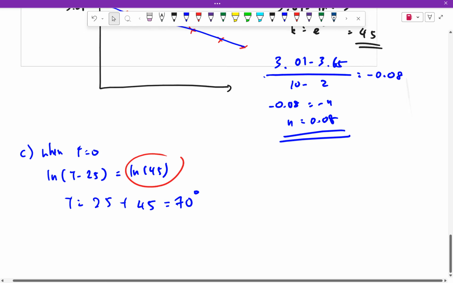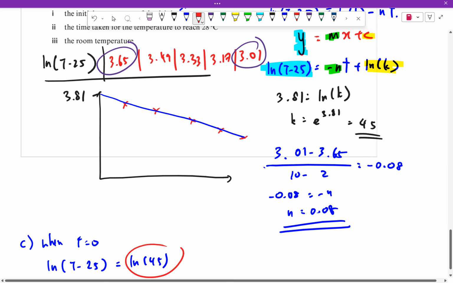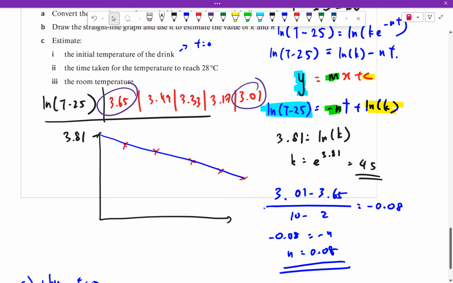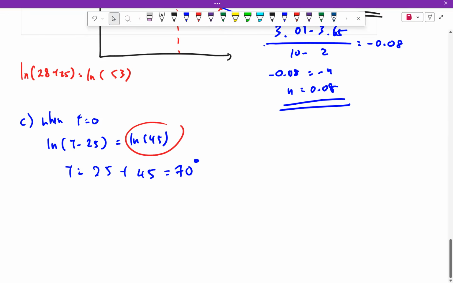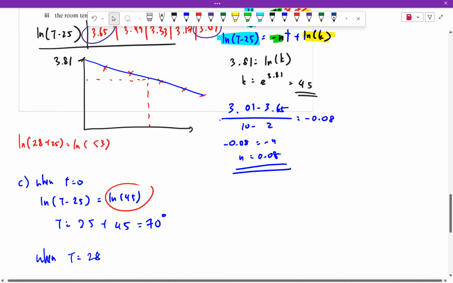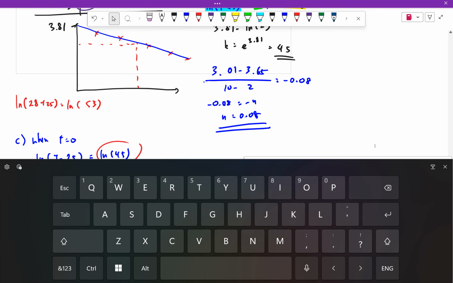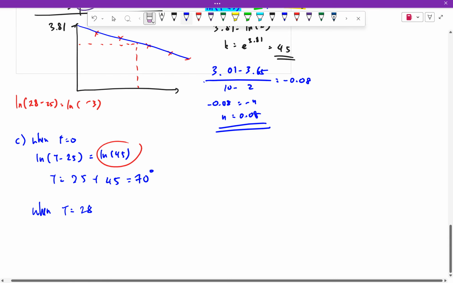Right, now the time taken for it to reach 28. In this case, you can use graphing. You need to know when t equals 28, right? So what is ln of 28 plus 25, which equals ln of 53? We find ln of 53 on the graph and read across. You can do that, but what is more secure is to say when t equals 28 and just substitute. Oh, it should be minus, sorry. So that means it should be ln 3.